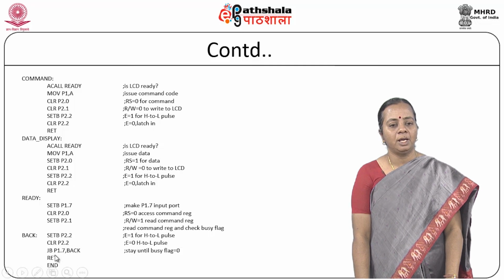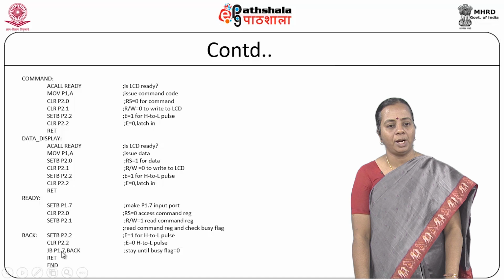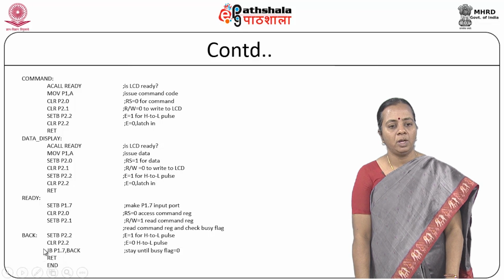Now, I am looking at the bit of P1.7, JB P1.7. So, jump if the bit is set, otherwise you have to return. If the bit is equal to 1, then it will come back. That means the busy flag is there. If P1.7 is equal to 1, I will say that it is busy. So, again and again I have to go through this procedure till I get a 0 at P1.7. When I get a 0, it comes down. That means the busy flag is off, so the system is ready to do the job.